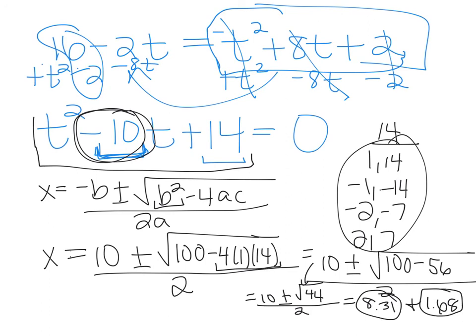So looking at our multiple choice responses, the appropriate response is A. As A said, 1.7 and 8.3, which are the closest responses to the responses that we got.